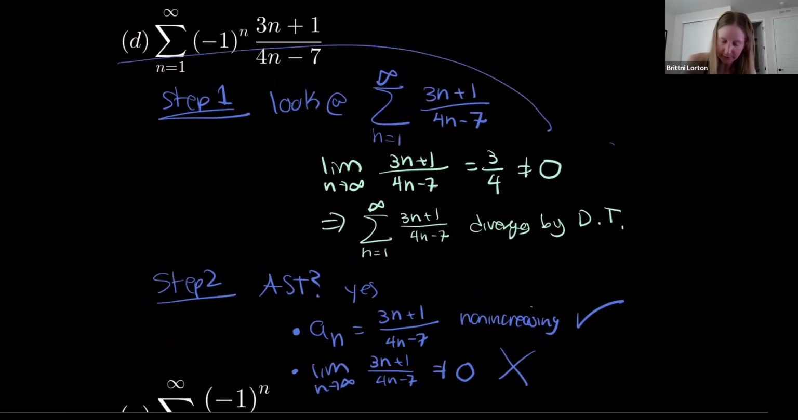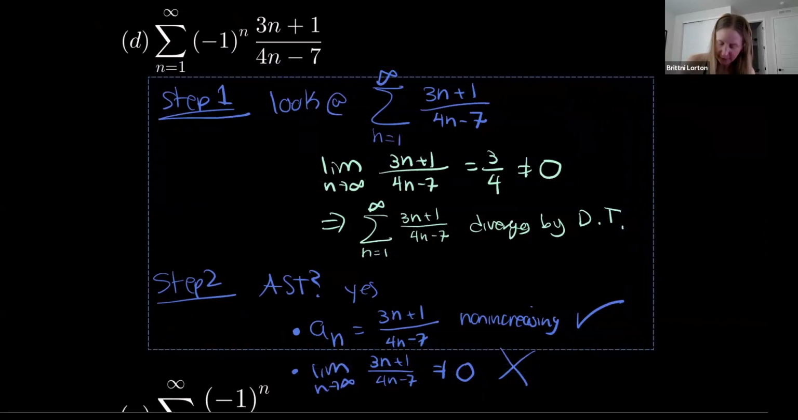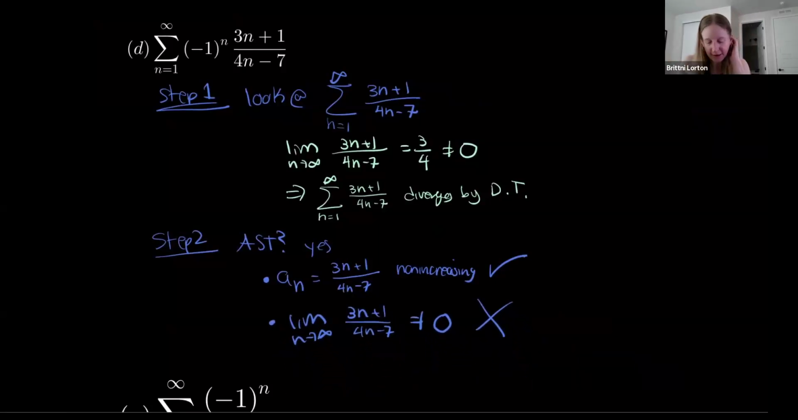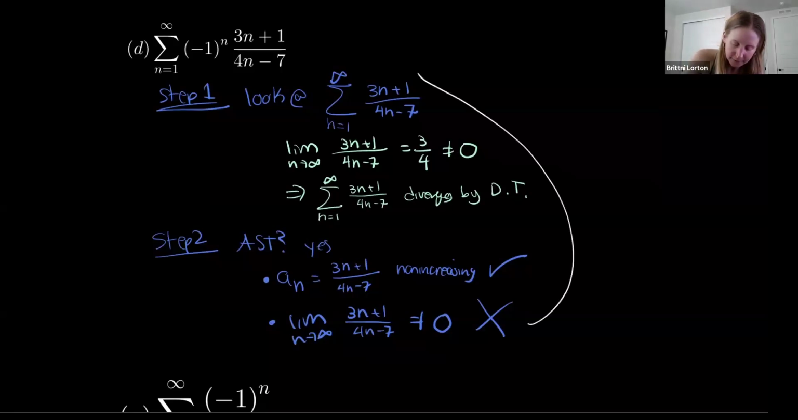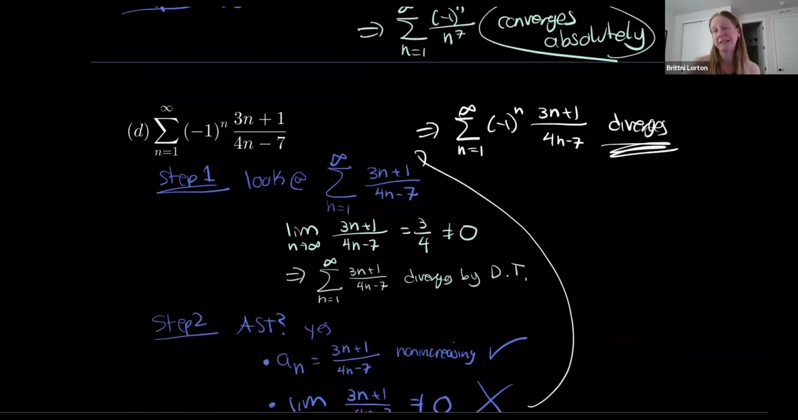All right. It failed. There we go. It failed both step 1 and step 2. So that means the entire thing diverges. That just means that the sum from n equals 1 to infinity of negative 1 to the n, 3n plus 1 over 4n minus 7 just simply diverges. It doesn't converge conditionally or absolutely. It just diverges because it failed the alternating series test and also without the alternating piece. So they both diverge, it diverges.